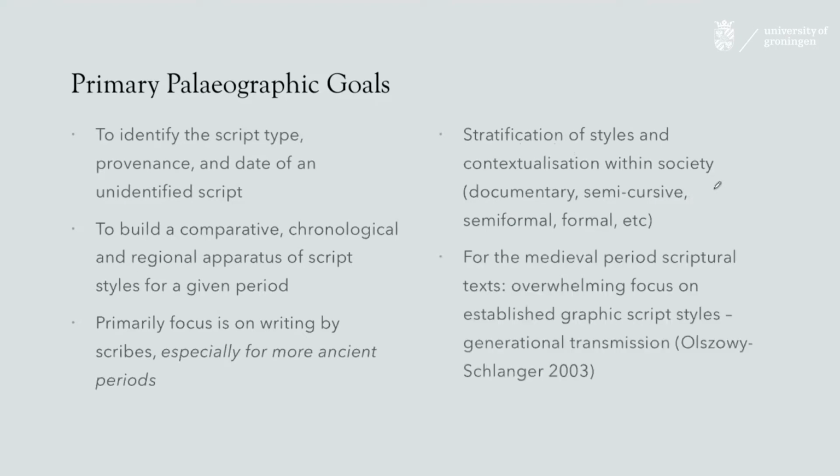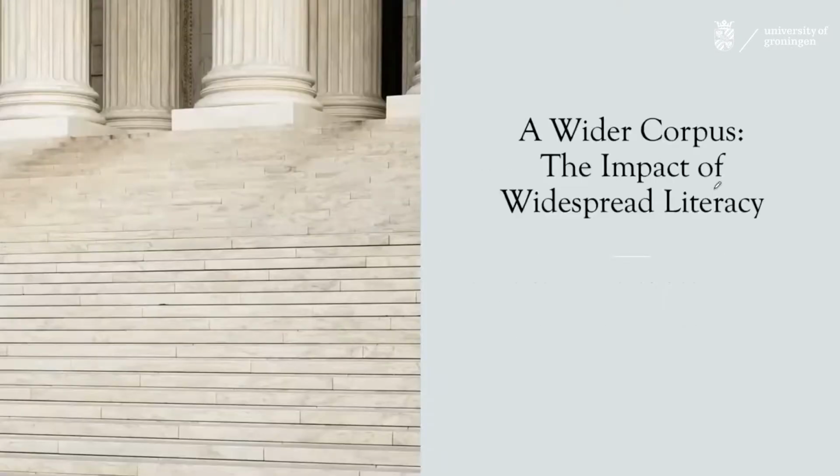There is an overwhelming focus on established graphic script styles, which Alois Slanger's paper has shown were transmitted from generation to generation. A scribe would teach his students, who would teach their students. That's why you see a perpetuation of styles throughout a few centuries in the Genizah. So this is the primary paleographic foundation which we have. Now, my corpus deals with Bibles which had not really ever been looked at paleographically, and it's a wider corpus, dealing with the impact of widespread literacy.